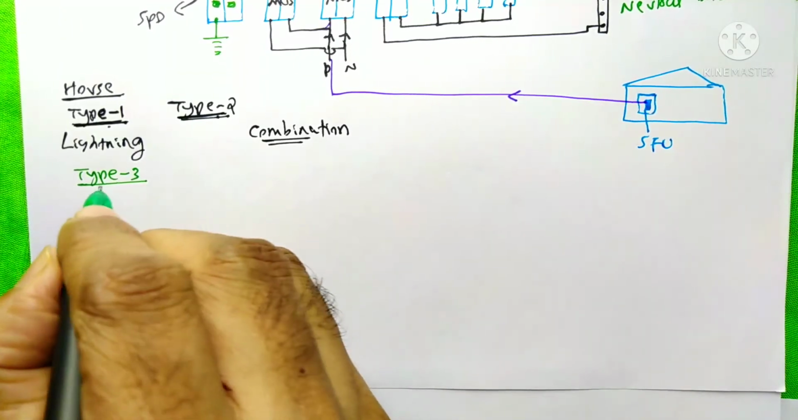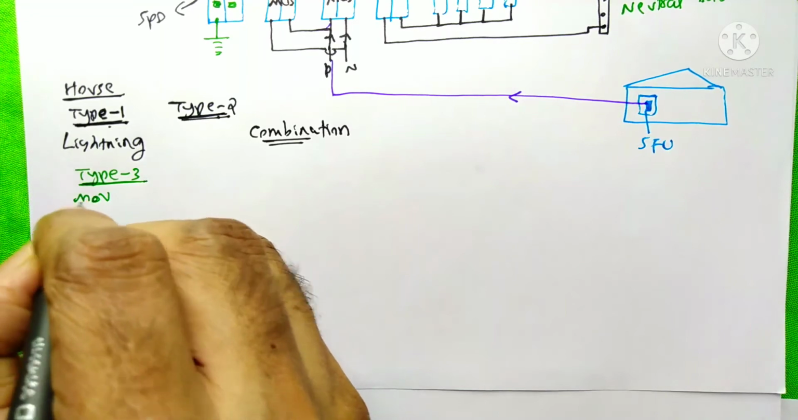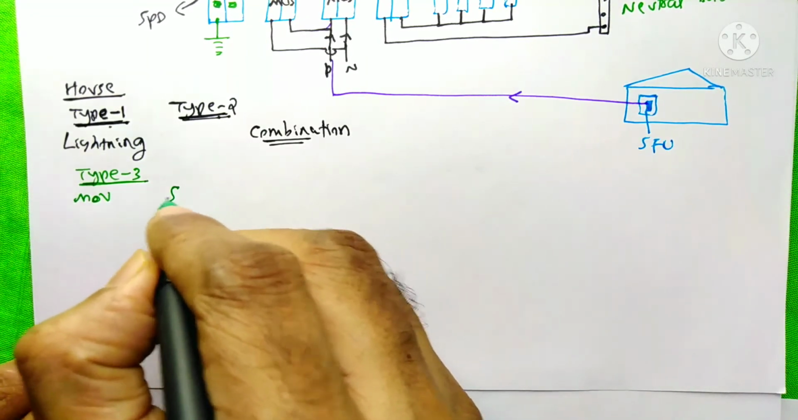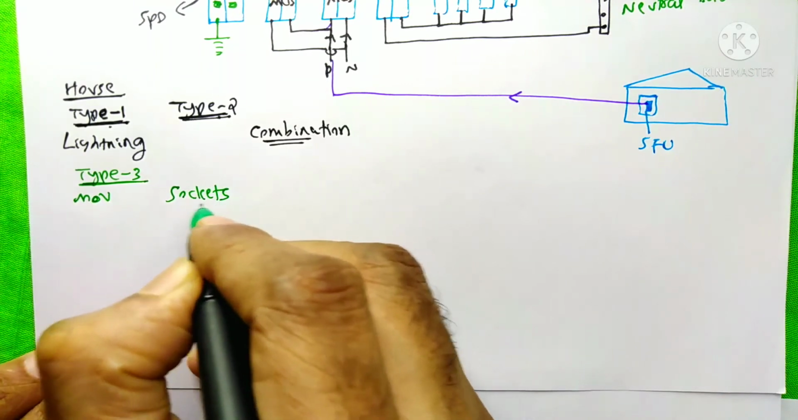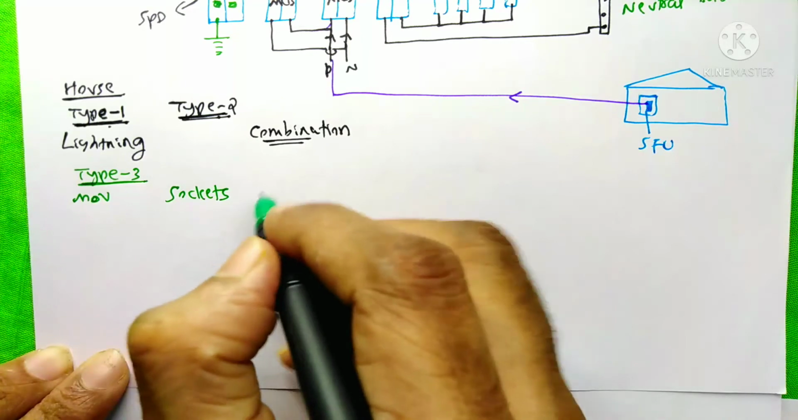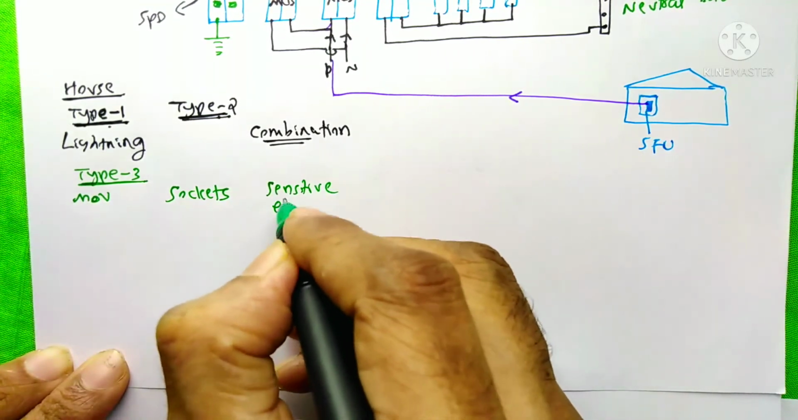Now let's discuss the type 3 SPD. It is actually the MOV, metal oxide varistor. It is always installed just before the switch sockets. As I said earlier, it always gives a lower level of protection, and it is used to protect sensitive equipment, mainly electronic devices.